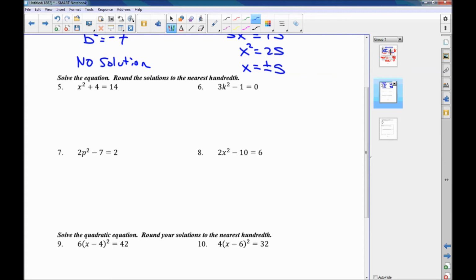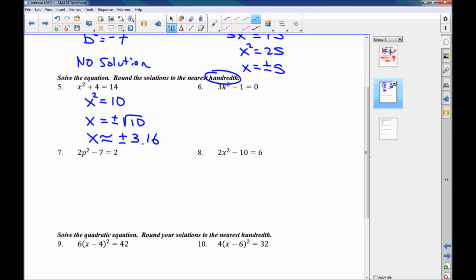Number 5, x squared equals 10. Then we square root this. This will be exactly equal to plus or minus the square root of 10. But we're asked to round here, so we'll do the square root of 10 on a calculator. We're rounding to the nearest hundredth, that's 2 spots past the decimal. So x will be about plus or minus 3.16.